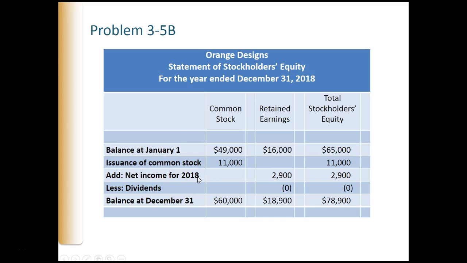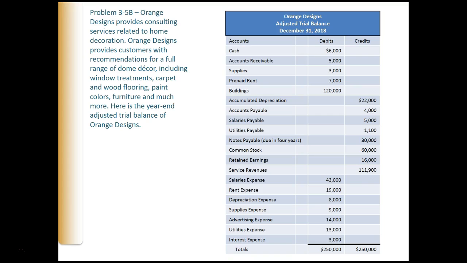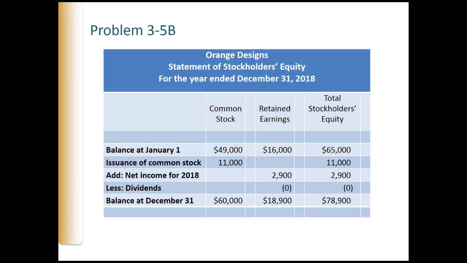So we start with the beginning balance of common stock, $49,000, and retained earnings, $16,000, for a total stockholders' equity of $65,000. Let's go back here and see how we have our retained earnings of $16,000, which is the balance we began with. The common stock here shows $60,000, which is what we're ending the year with, but it's telling us we issued $11,000 more this year.